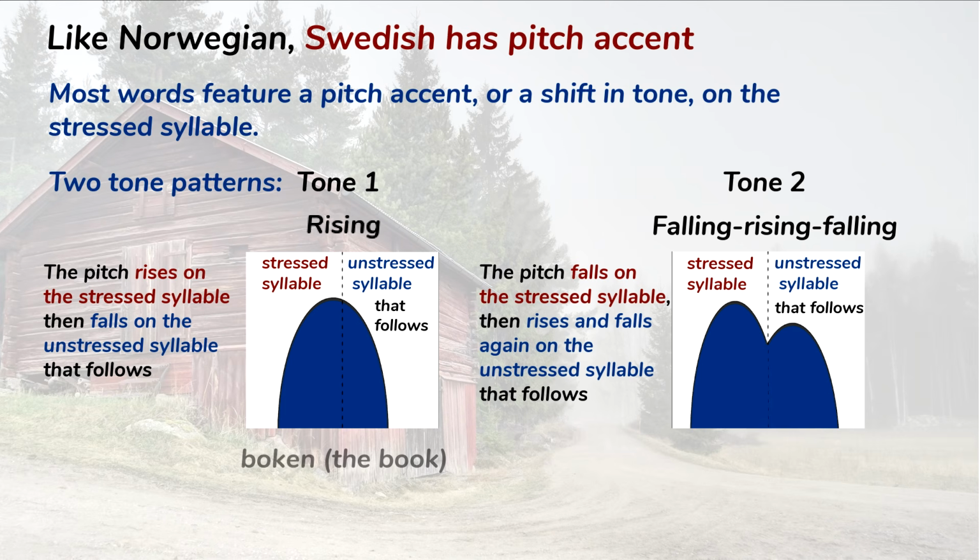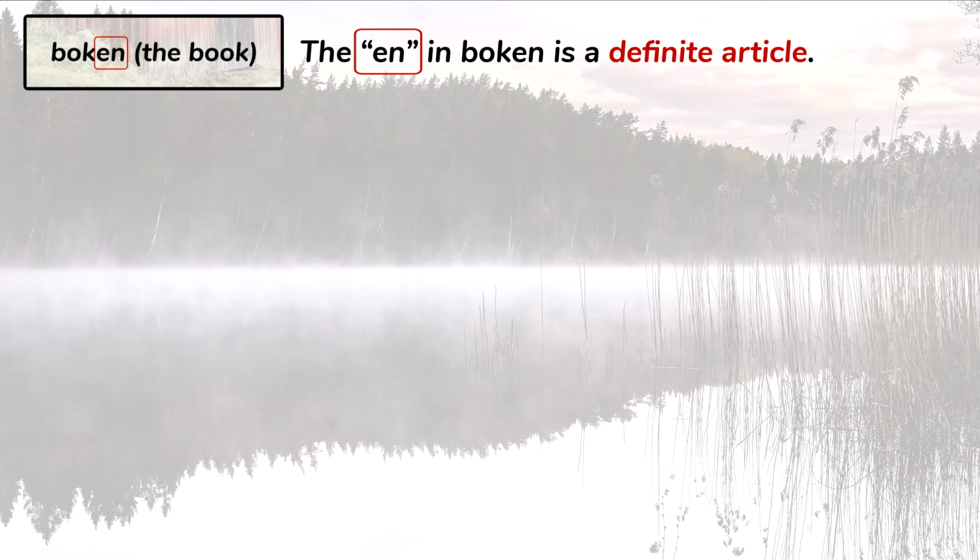Here's an example. In tone 1, boken, meaning the book, and in tone 2, boken, meaning overripe or spoiled, regarding fruit. Tone 2 normally appears in words with multiple syllables and inflection, aside from the definite article. Tone 1 normally appears in words with only one syllable and words with the definite article attached. The N in boken is a definite article.